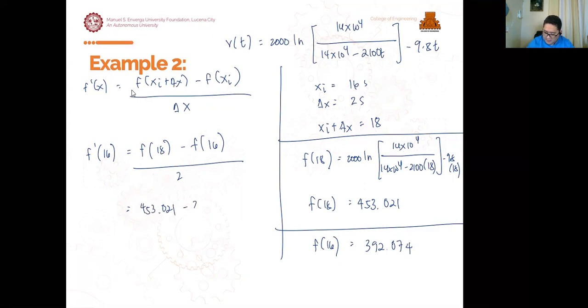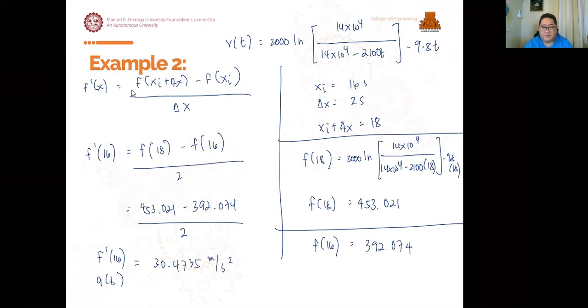Okay? And substituting, we have 453.021 minus 392.074, over 2. So f prime of 16, or our acceleration at 16 seconds, is 453.021 minus 392.074 divided by 2, which equals 30.4735 meters per second squared. Okay? So that is the value using the forward difference method. This is our answer for letter A.